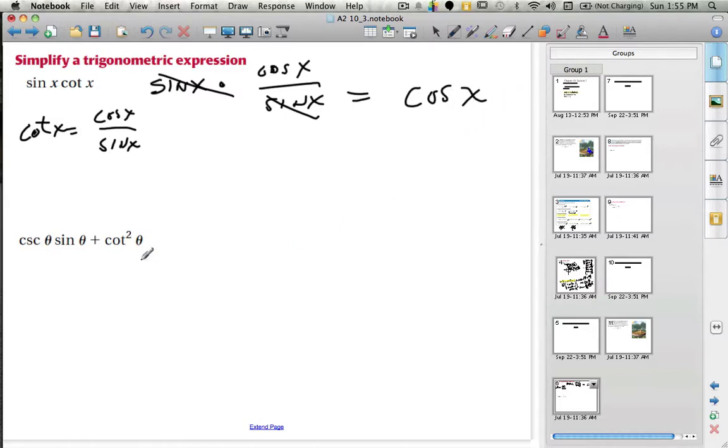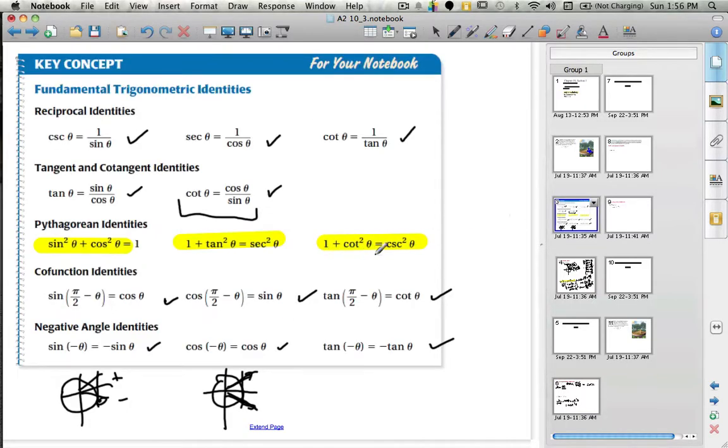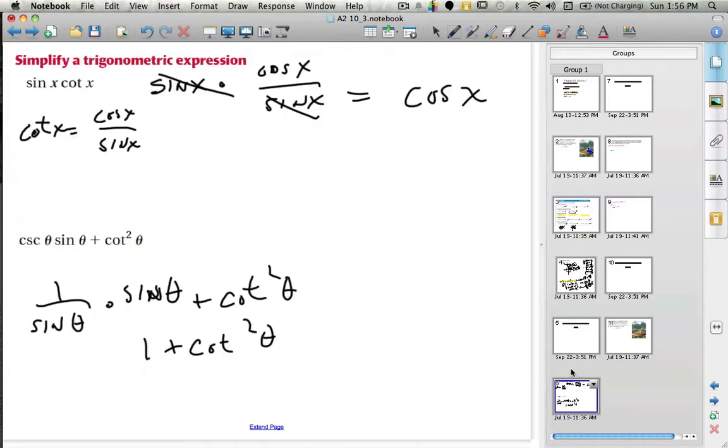Okay, when we look at this, there may be a few more things I want to do, but I know that cosecant is the inverse of sine. So I rewrite cosecant as the inverse of sine times sine plus cotangent squared theta. Something times its inverse is going to equal 1 plus cotangent squared theta. Well, that looks an awful lot like one of those Pythagorean identities. 1 plus cotangent squared is cosecant squared. So this will be cosecant squared theta.